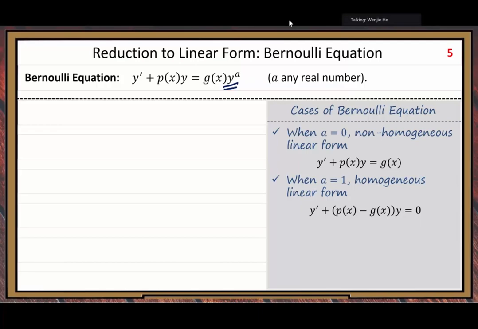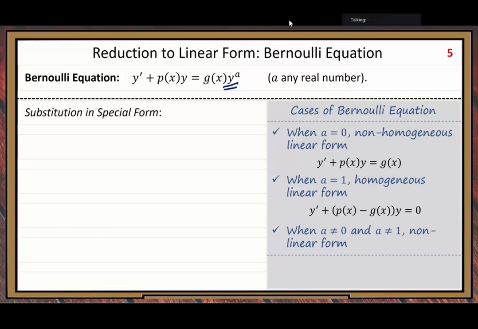Then for the general case, the non-linear form case, we use a special technique, substitution in special form. So we use a special substitution, and we can get rid of this annoying term. What kind of substitution? Let u function be y function to the 1 minus a.